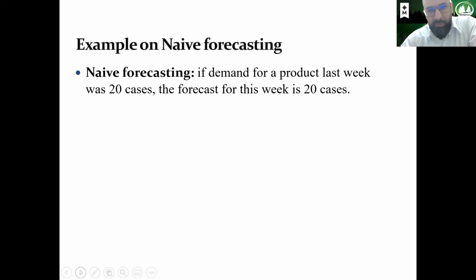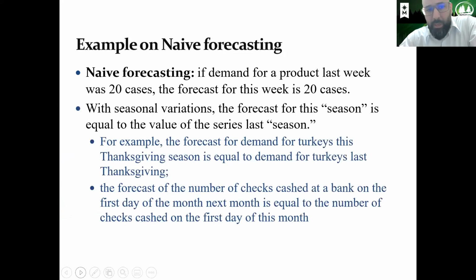So for example, if demand for a product last week was 20 cases, the forecast for this week will also be 20 cases. So also with seasonal variation, the forecast for this season is equal to the value of the series last season. For example, the forecast for demand for turkeys this Thanksgiving season is equal to demand for turkey last Thanksgiving.